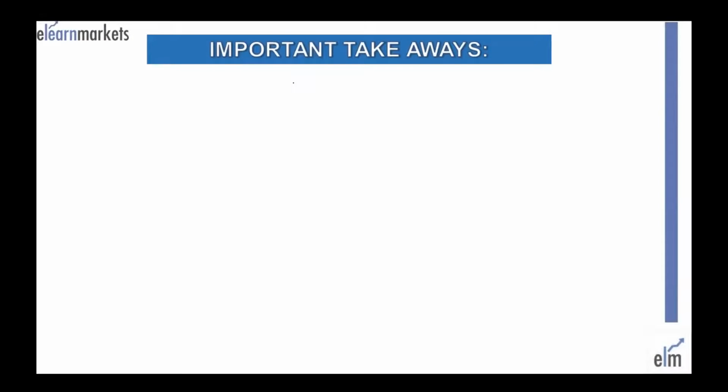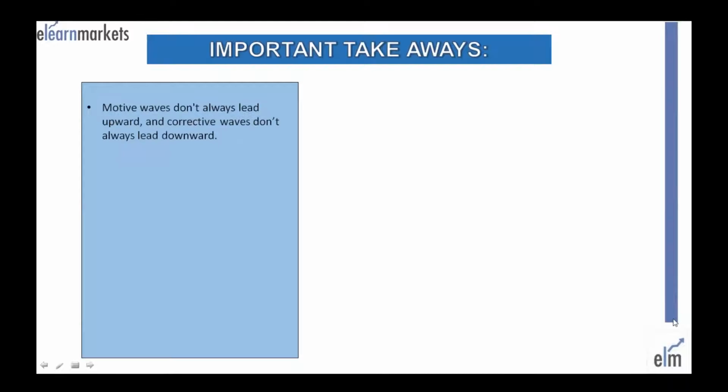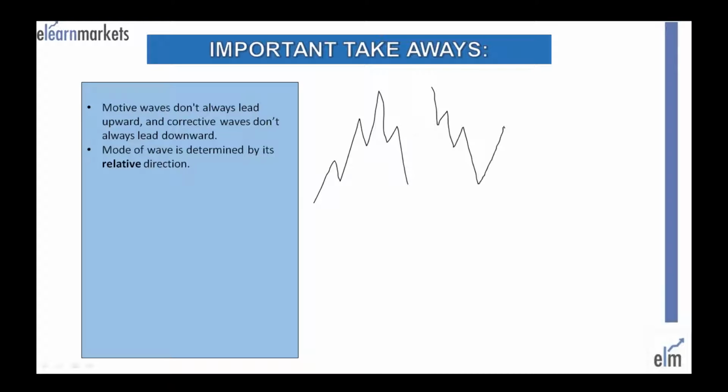So far, we've come almost to the end of part 1, and what were our important takeaways? Number 1, motive waves don't always lead upwards and corrective waves don't always lead downwards. What does this mean? If you have a bull market, the motive wave is going to be up, the corrective wave is going to be down. But what about in a bear market? Your motive wave is going to be downwards and your corrective wave is going to be upward, and it's going to be a 3-wave pattern. So that is what it means by motive waves don't always lead upward and corrective waves don't always lead downwards.